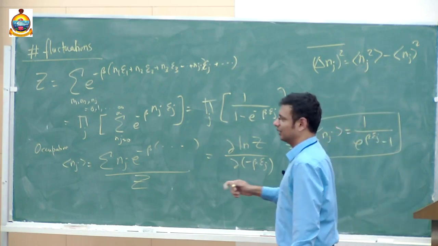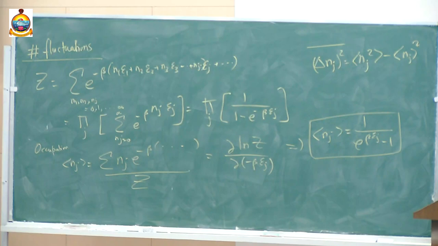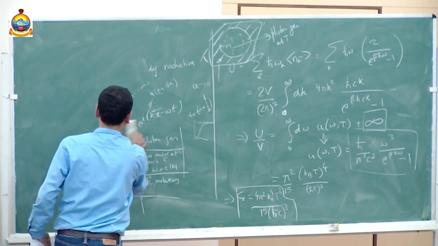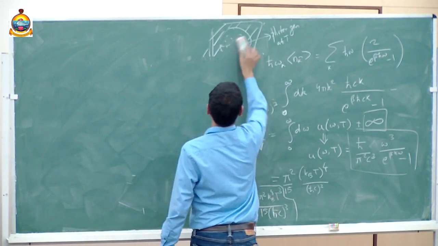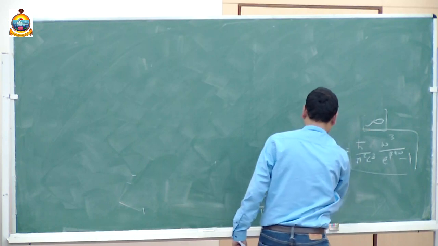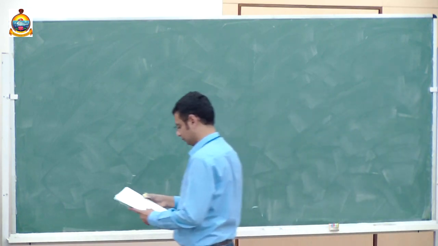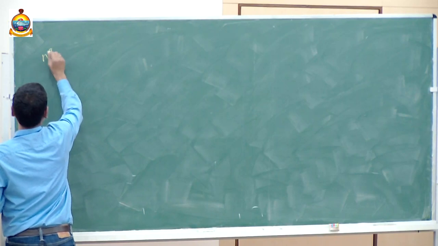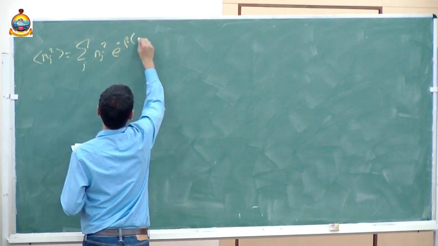Good. Okay. Now I'll just erase that part. Hopefully all of you know what's there. So I'll erase that part, and I'll calculate that fluctuation. Okay, so then let's do the steps. This thing is of course again by definition the sum of nj square e to the minus beta, that giant thing, right?